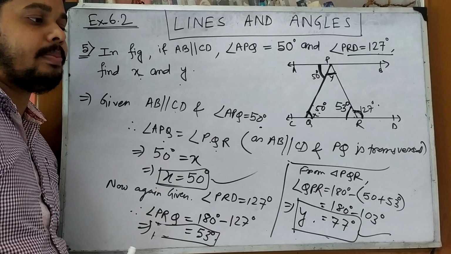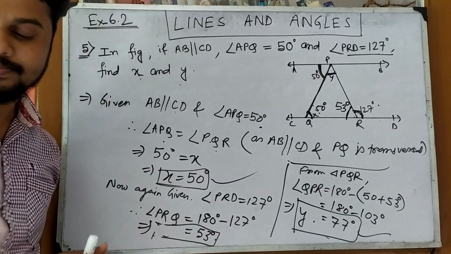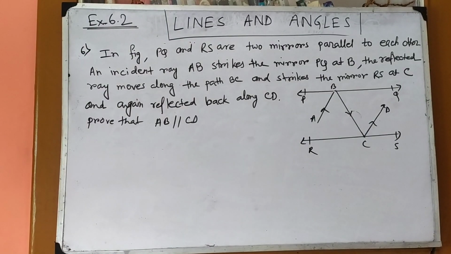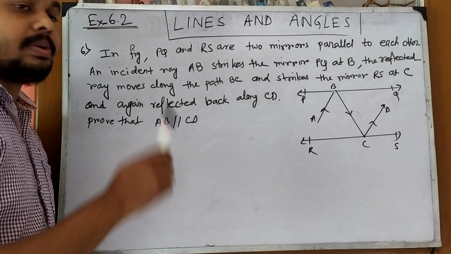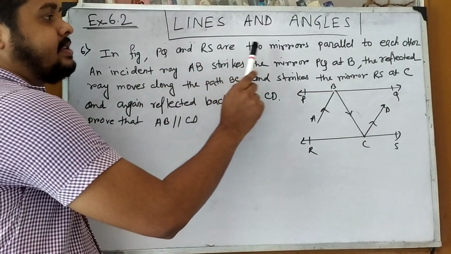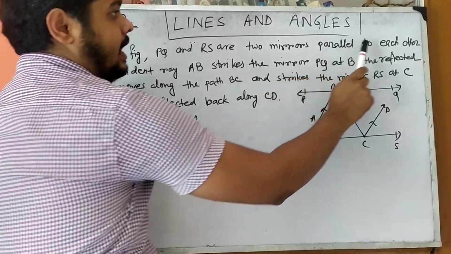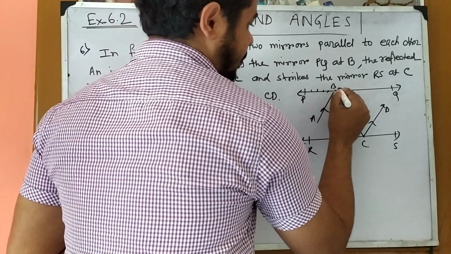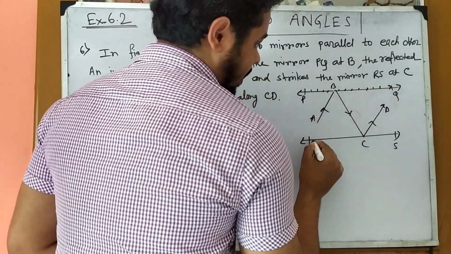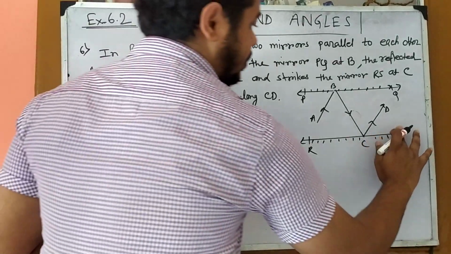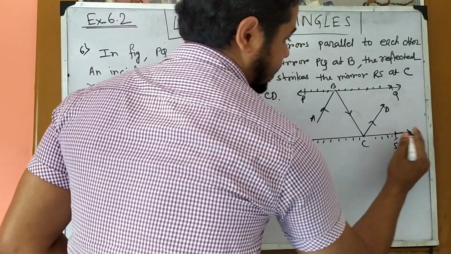Now we are coming to problem number 6. Now this is our question number 6. In the figure, PQ and RS are two mirrors parallel to each other. This is the PQ mirror, and this one is the RS mirror, and they are parallel to each other.